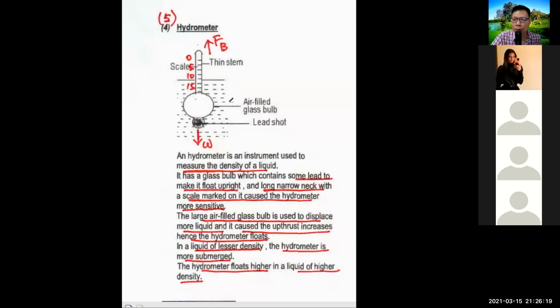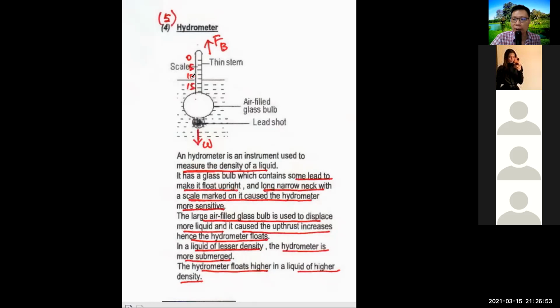For example, you put it into river water, density low, so it will sink very deep. When it sinks deep, the water level reaches here, so very small density. Then you put it into salt water, with a lot of salt mixed inside, density high. Then you notice it will sink less, and the number you see at the water level becomes bigger.